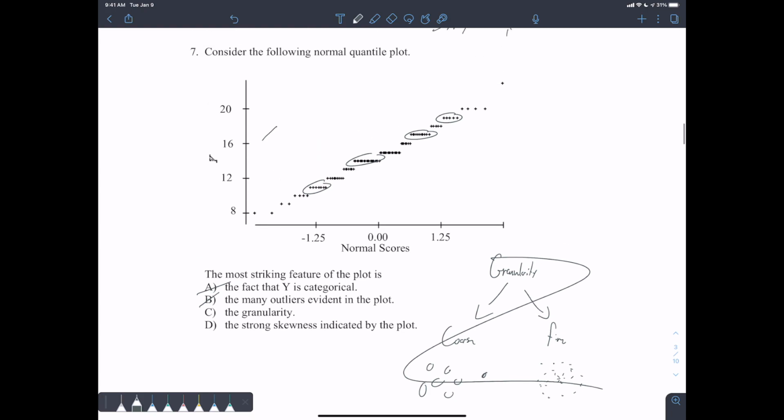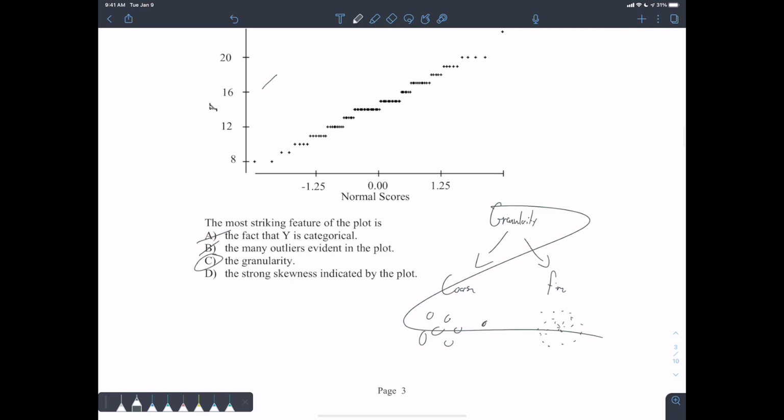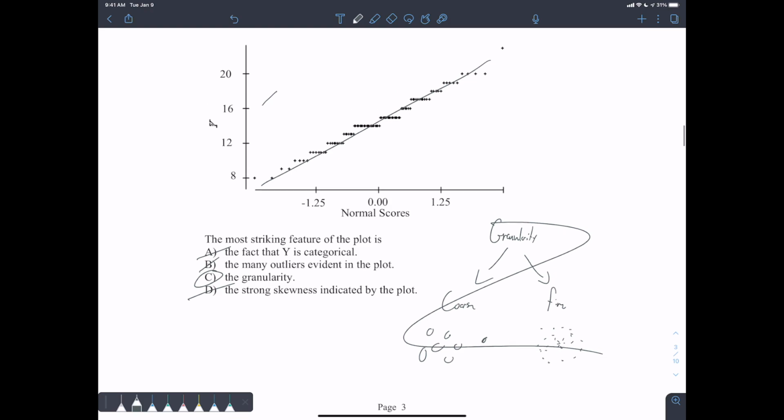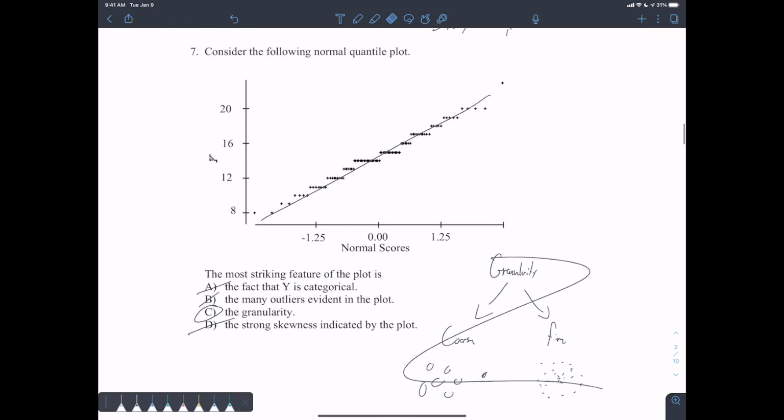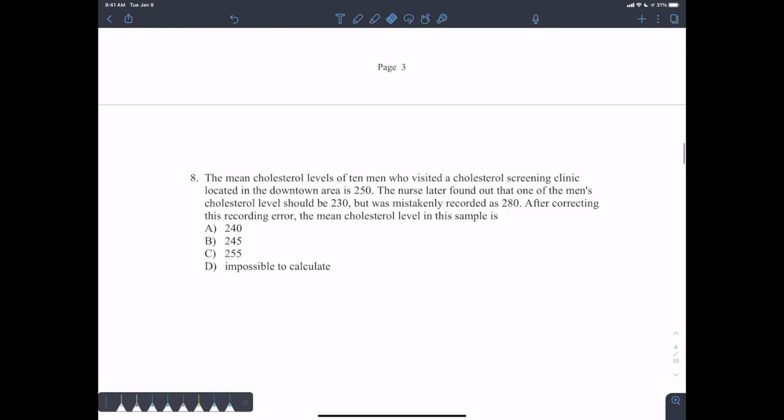But I don't think this is really what he's talking about. I think he's talking about just chunks in general, the fact that they are chunked at all. So the data is granular. It's not skewed, so it's pretty solid there. So C is your answer for that one.